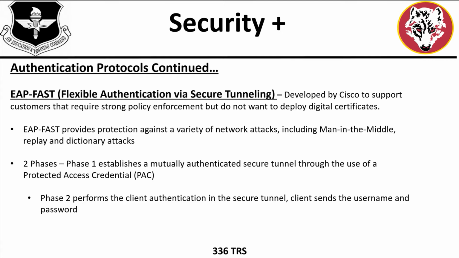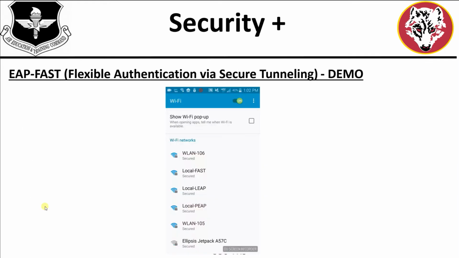It has two phases. Phase 1 establishes a mutually authenticated secure tunnel through the use of a PAC, or Protected Access Credential. Phase 2 performs the client authentication in the secure tunnel, and the client will then send the username and password.